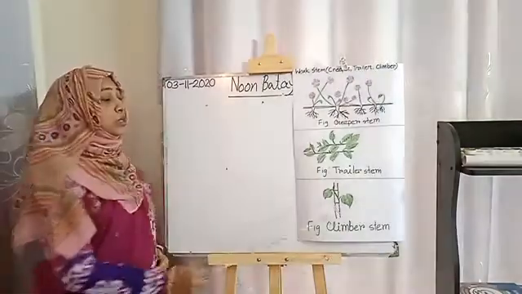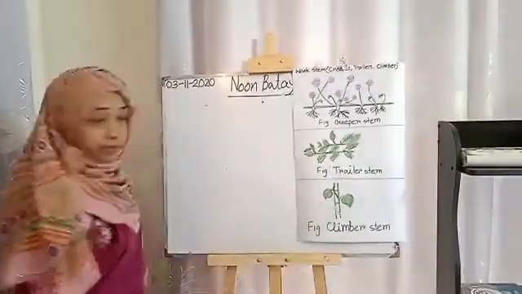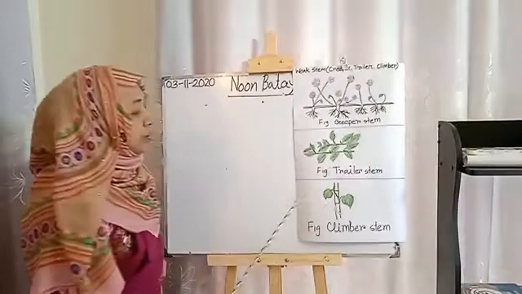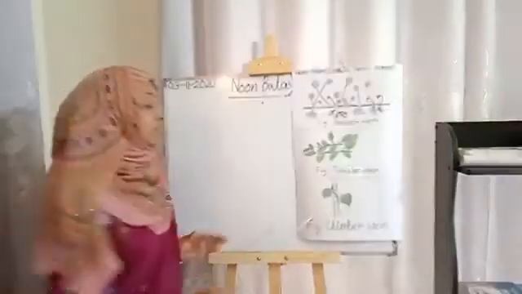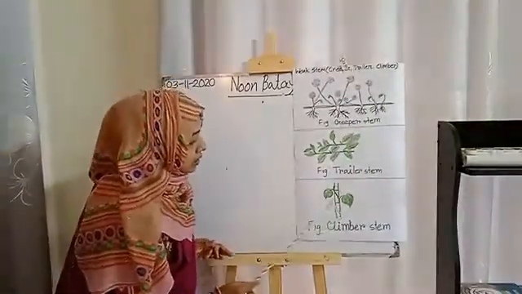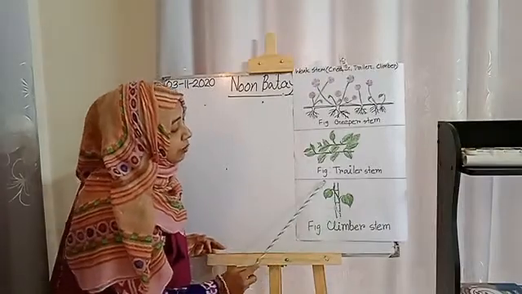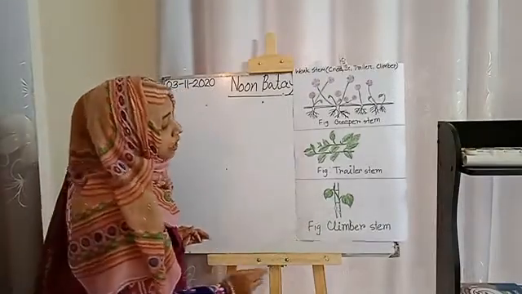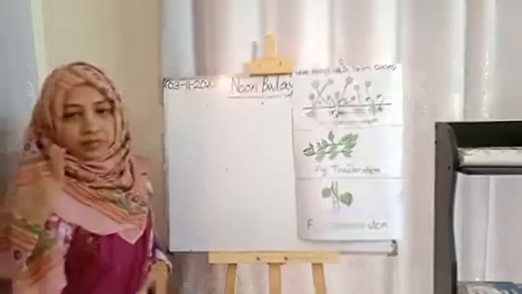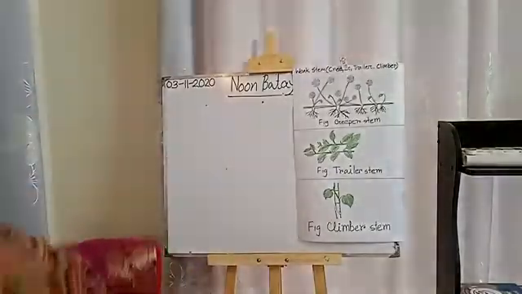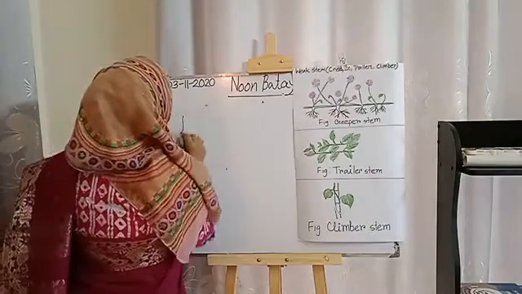Then climber. The climber is also a weak stem, but it climbs with the help of a support. Look, here is a support, and it is climbing up. Example, betel leaf.